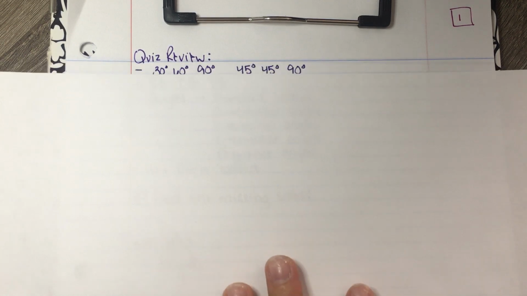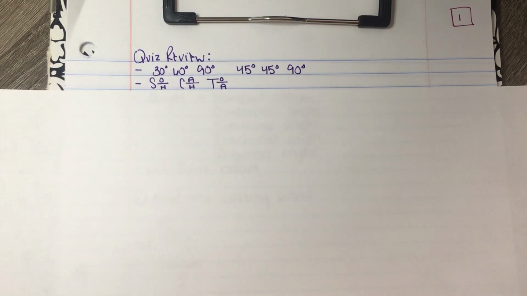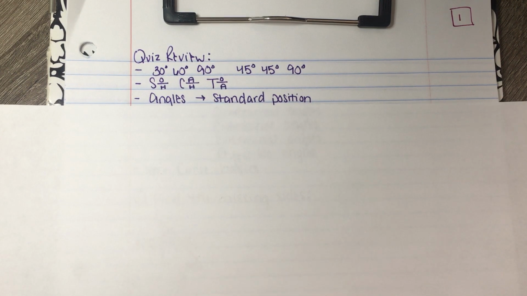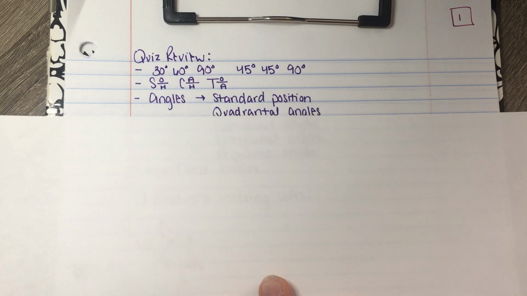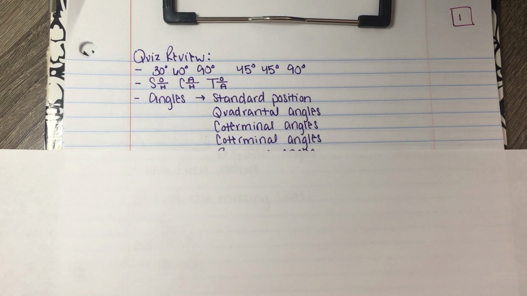Here's our quiz review. The topics that we're going to cover are our 30, 60, 90 and 45, 45, 90 triangles, finding those missing sides. We're going to take a look very quickly at SOHCAHTOA, evaluating angles like X, theta, A, B, and so on. Then we did a lesson on angles. This is where we had a lot of those vocabulary words. We worked on drawing angles in standard position, whether or not an angle is a quadrantal angle, finding positive or negative coterminal angles, or deciding whether two angles are coterminal.